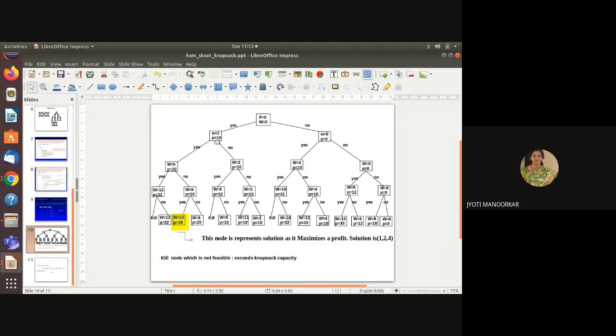Okay, so the yes portion of this root node is clear. Now come to the right portion. Here, though we are dealing with level 1, we are dealing with the right child of the root node. That means we are not including the first atom. So its associated weight is not added into the current weight, and its associated profit is not added into the current profit.